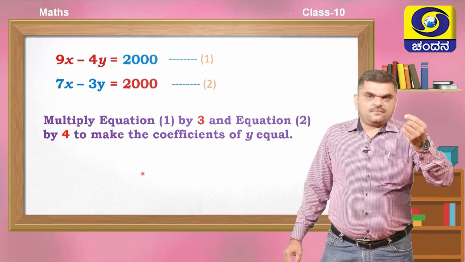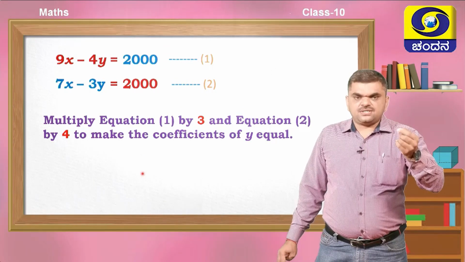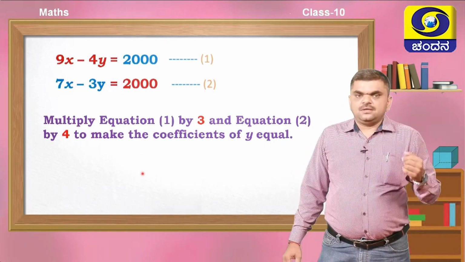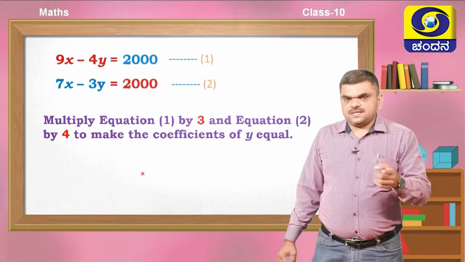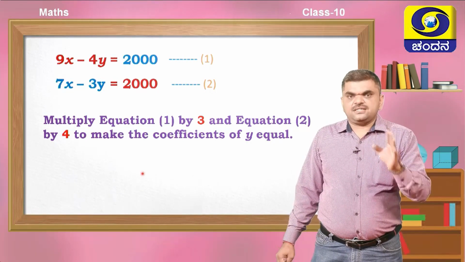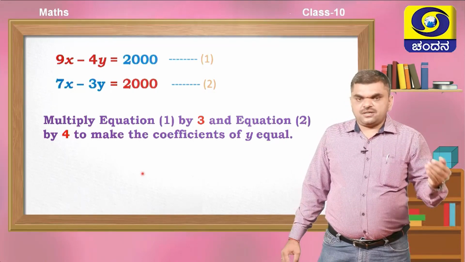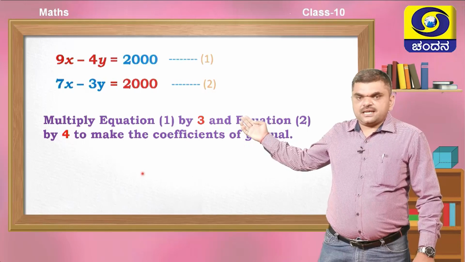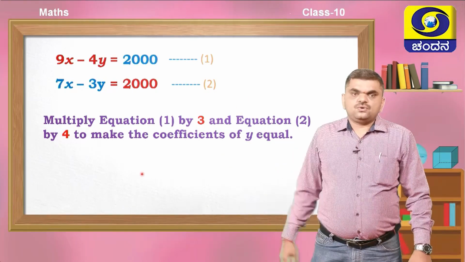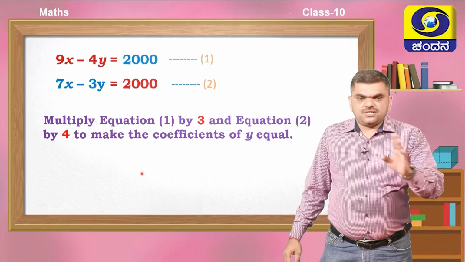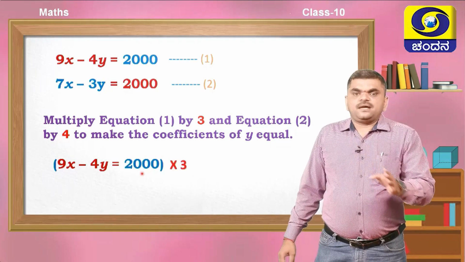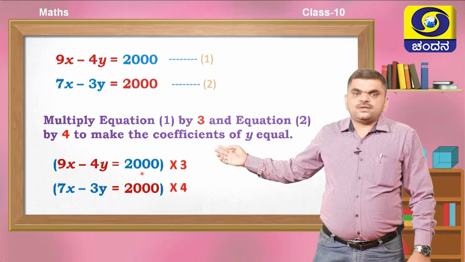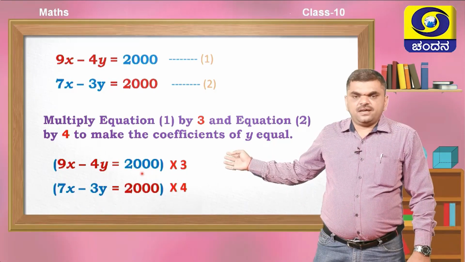So, we know the coefficient of x or the coefficient of y is different here. The coefficient of x in the first equation is 9, the coefficient of y in the first equation is minus 4, the coefficient of x in the second equation is 7, and the coefficient of y in the second equation is minus 3. So, in order to make the coefficients equal, I will multiply the first equation by 3 and the second equation by 4, so that the coefficients of y become equal.